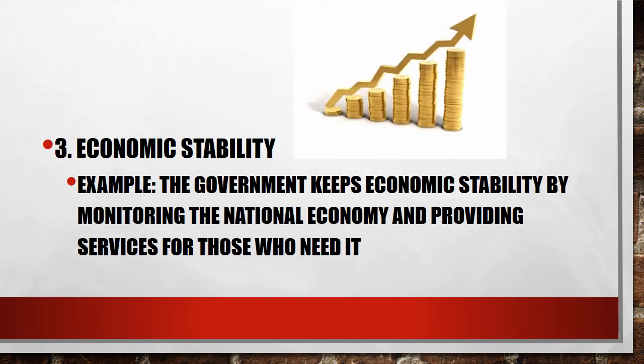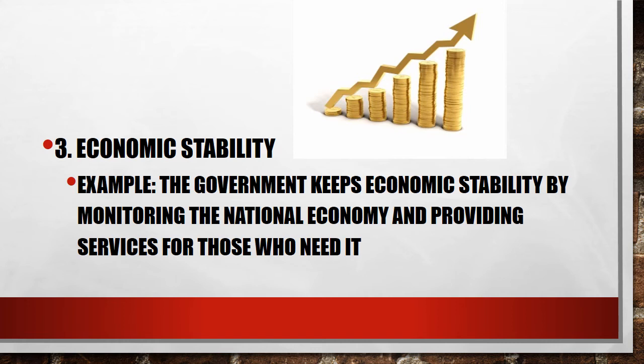The third major purpose of government is economic stability. An example of this is that the government keeps economic stability by monitoring the national economy and providing services for those who need it. If you look at the stock market, and in 2007 when there was the recession, the government saw that the economy was going down and people needed help, and they were monitoring it the whole time. So when these big businesses were about to fail, the government decided that they were going to provide some money to keep these businesses afloat.